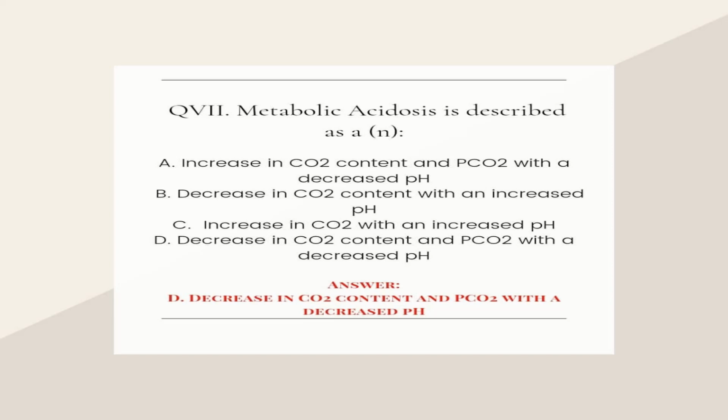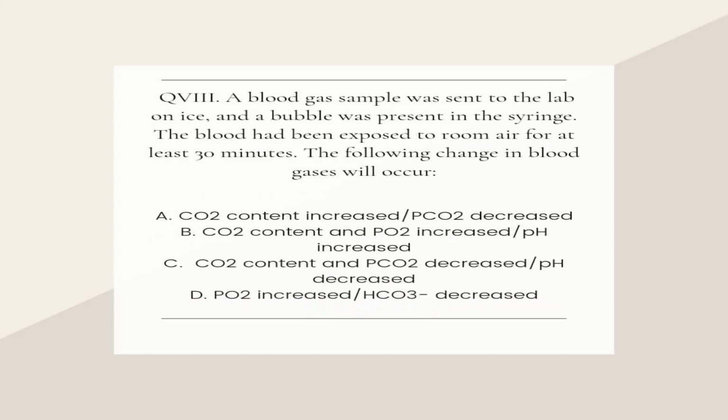So how about you? Question number 8. A blood gas sample was sent to the lab on ice and a bubble was present in the syringe, and the blood had been exposed to room air for at least 30 minutes. The following change in blood gas will occur. A. Carbon dioxide content decreased with the partial pressure of carbon dioxide decreased.